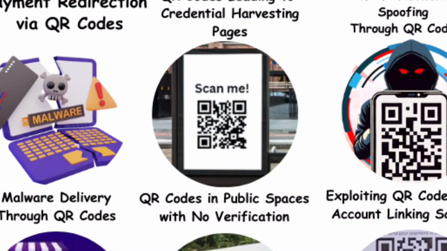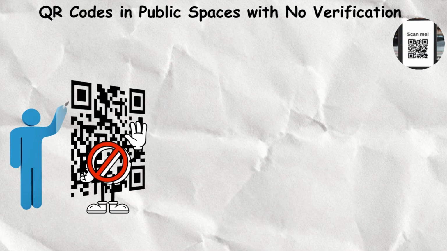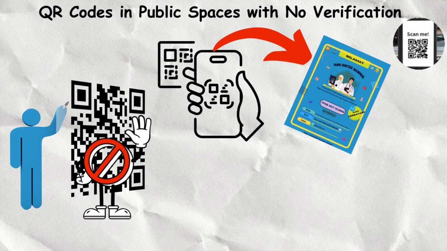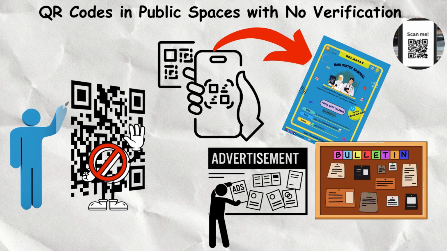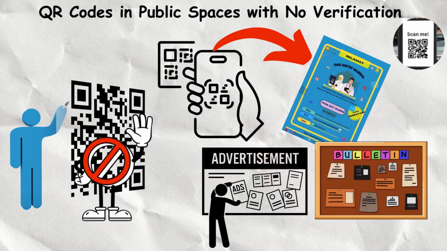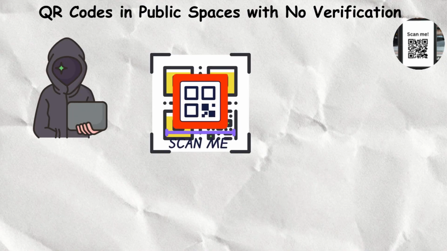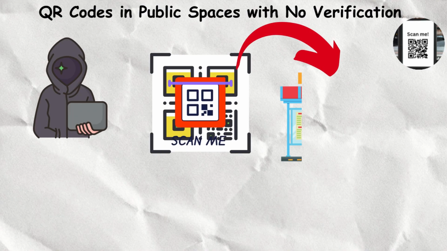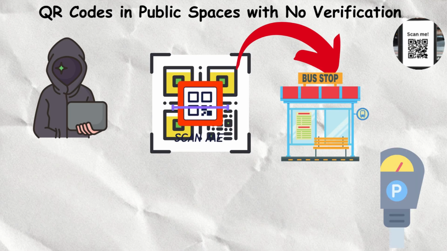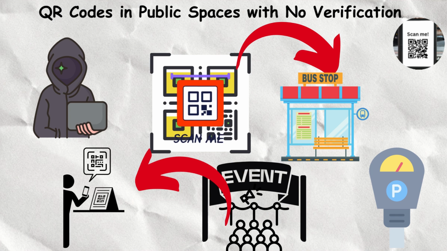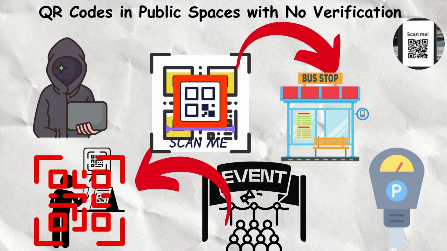QR codes in public spaces with no verification. Publicly displayed QR codes on posters, bulletin boards, or advertisements are easy targets for tampering. Attackers simply place a small sticker with their own QR code over the original. This can happen at bus stops, parking meters, or event venues. Since most people assume the code belongs to the official source, they scan without suspicion.